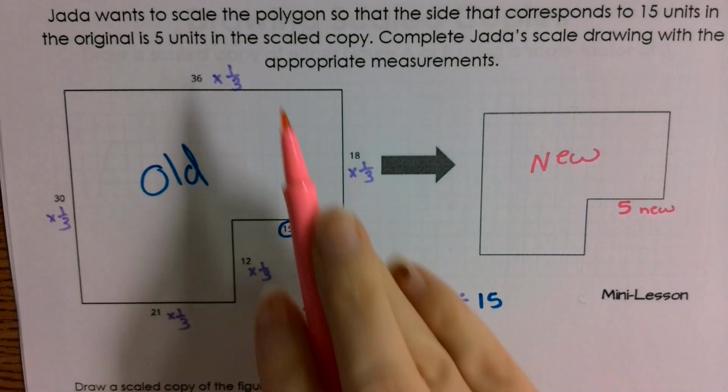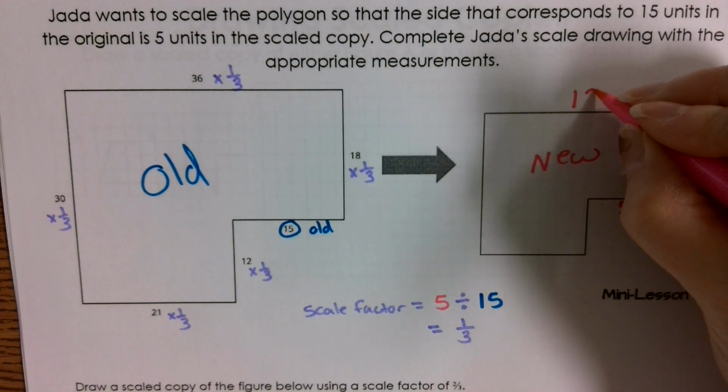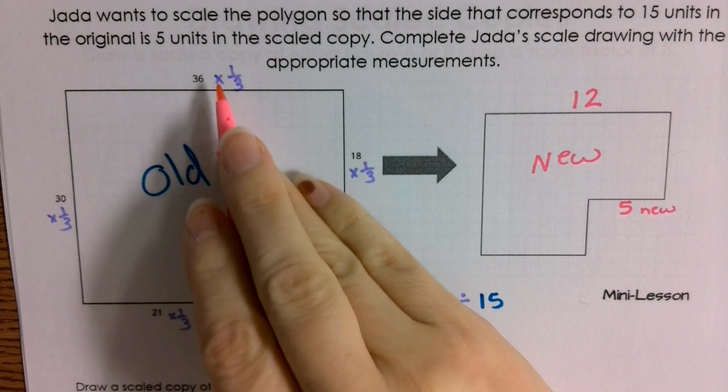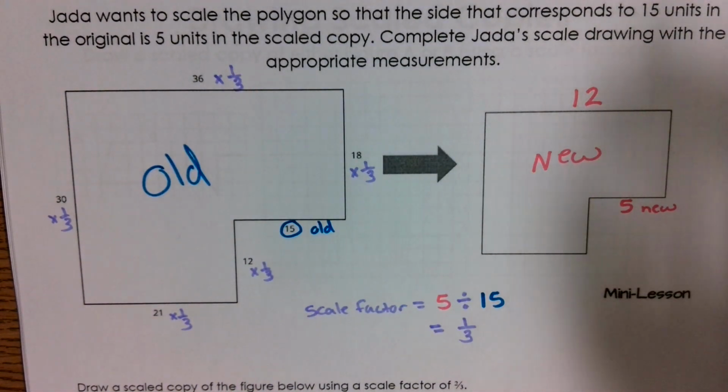Okay, so let's start with the very first one. 36 times 1/3 is going to give us what? 36 times 1/3 is what? 12. 36 times 1/3 is 12. Just think of it: if we're multiplying by 1/3, it's like we're dividing by 3. So 36 divided by 3.